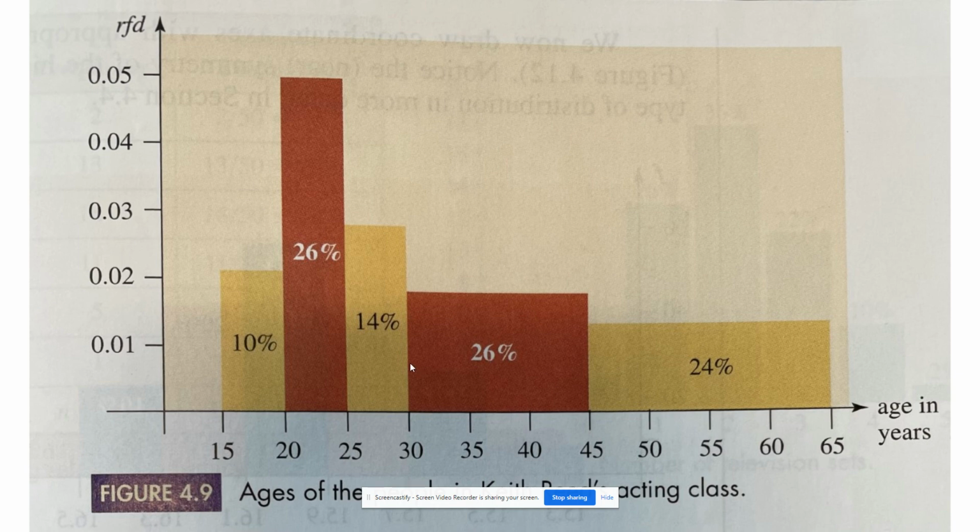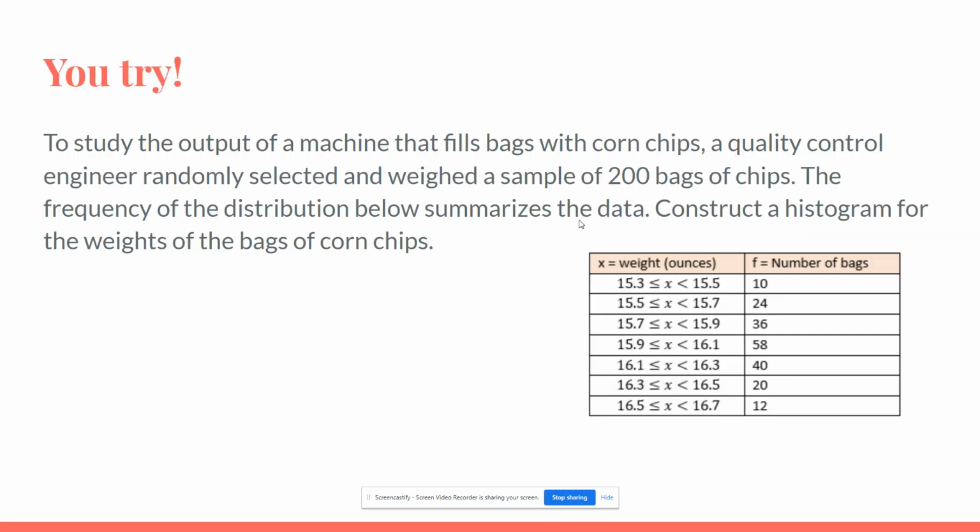These are the relative frequencies. 26% of our population is ages 20 to 25. Another 26% of our population is from 30 to 45, but that's such a broad age group that it's spread out farther on our table. So this does a little bit better job showing the types of people that are attending class in a way that our brain understands.